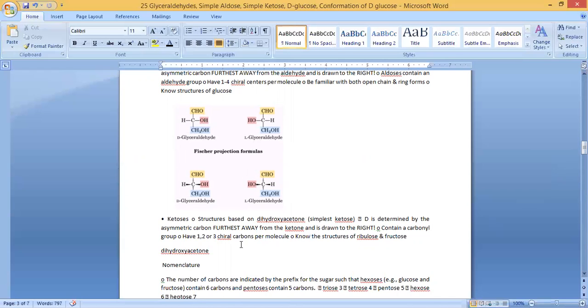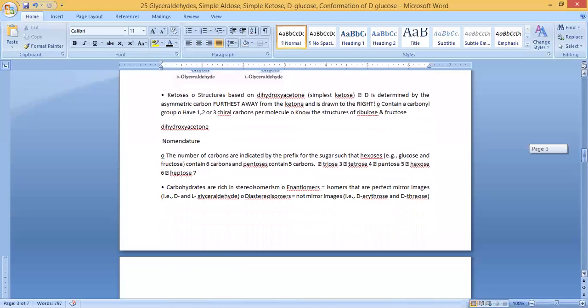Likewise the ketoses are structures based on D-hydroxyacetone, which is the simplest ketone. So ketoses have the ketone group in their structure. Let's talk about nomenclature. The number of carbons is indicated by the prefix, like hexose having 6 carbons, glucose and fructose. Likewise, pentose has 5 carbons, triose has 3 carbons, and tetrose has 4 carbons.